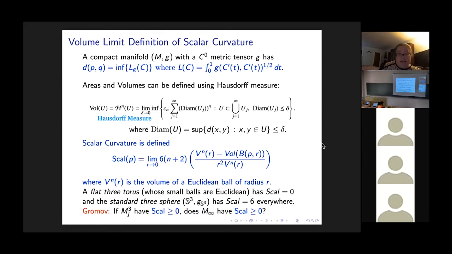And Gromov asked: if M_j^3 have scalar greater than or equal to 0, does M_infinity have scalar greater than or equal to 0? To admit, Gromov is unsure. When he made the statement, it was not yet clear in what way he would require M_j^3 to converge to M_infinity, and that was part of the question. In what way should M_j converge to M_infinity so that one would still have scalar greater than or equal to 0 in some sense on M_infinity?